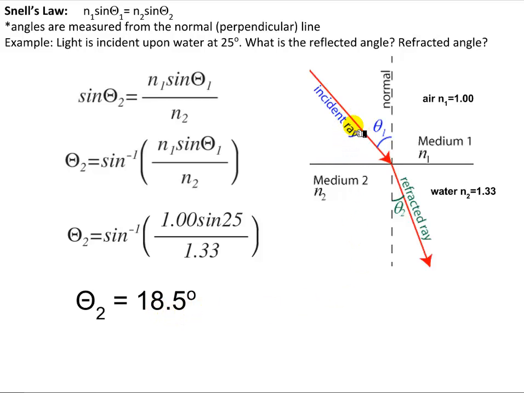So this ray of light bends toward the normal line like we would expect, because it's going from an index of refraction that's lower to one that's higher. It was 25 degrees between here and here, and we find out that it refracts 18.5 degrees when it goes through the second medium.